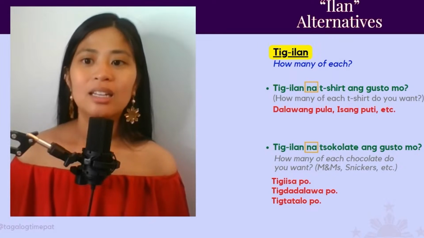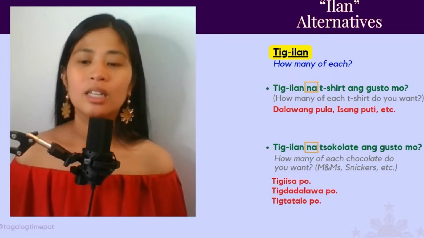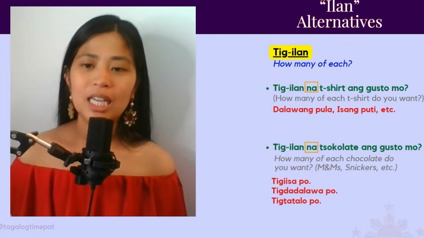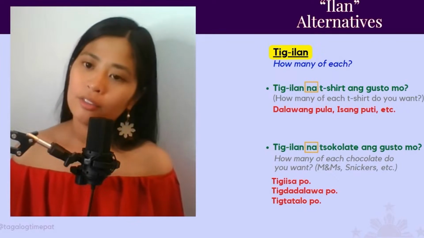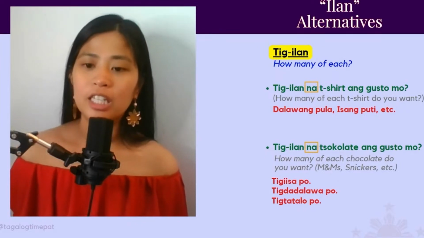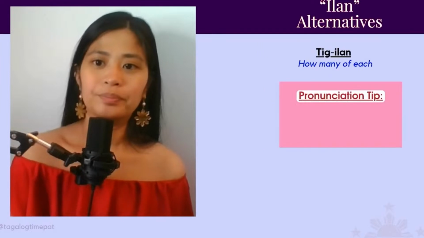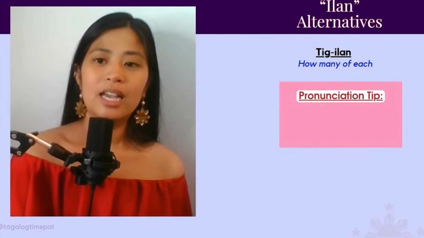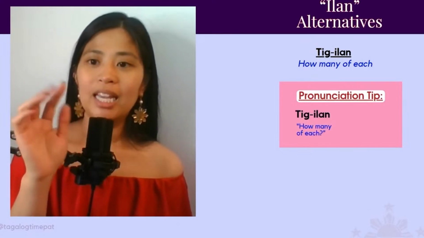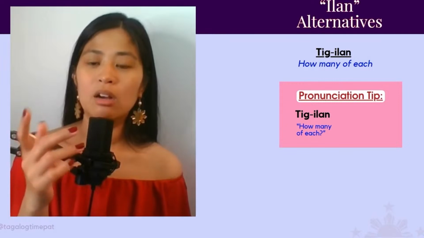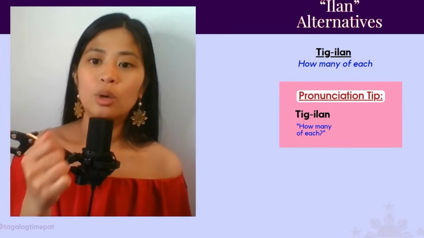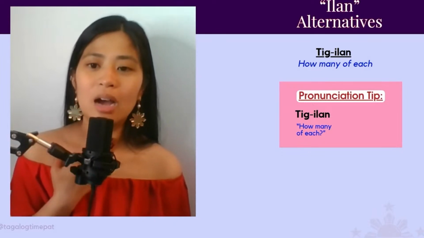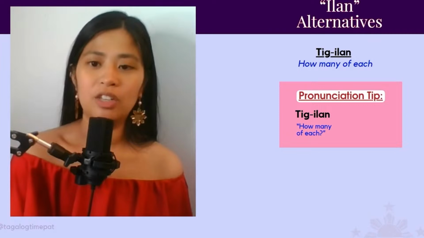So tig-ilan na t-shirt, tig-ilan na chocolate. And in this case, na is translating as of. How many of each t-shirt, how many of each chocolate do you want? And then just a pronunciation tip here. Tig-ilan is a homonym, meaning it can have different translations depending on how it's pronounced. So tig-ilan, when there's a hyphen in it, you have to have that glottal stop. Tig-ilan. That means how many of each.